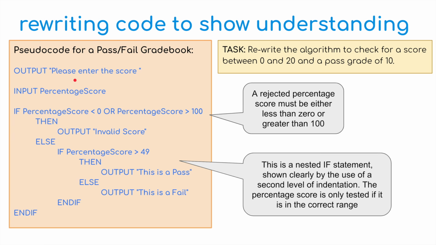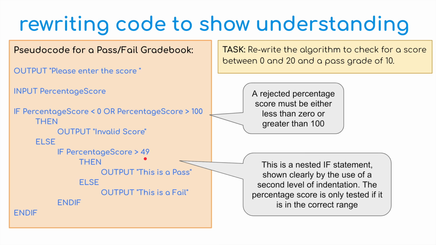Output, so display a message on the screen. Please enter the score. And then input percentage score. So get the person to enter the percentage score. If what the person has entered, i.e. the percentage score, is less than 0 or the score is greater than 100, then output invalid score. So it needs to be between 0 and 100.